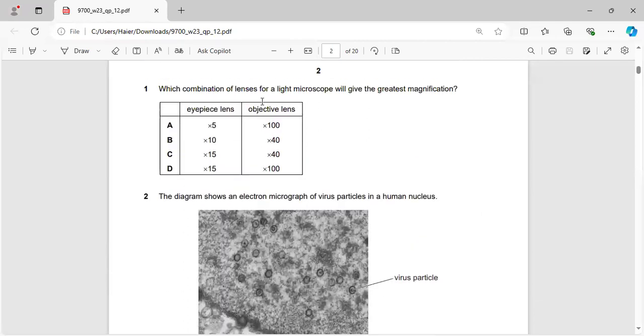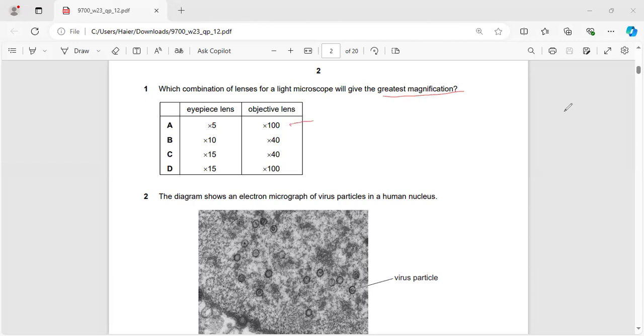The first question is: which combination of lenses for a light microscope will give the greatest magnification? And students, you know the formula of magnification. Here we are going to find out which combination of lenses for a light microscope can give it.